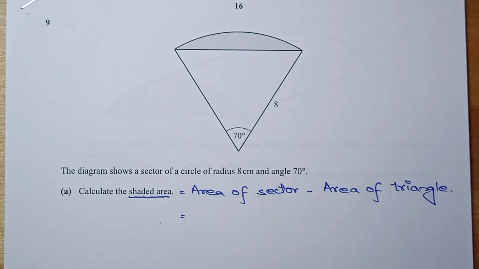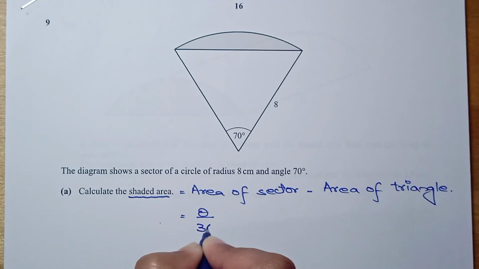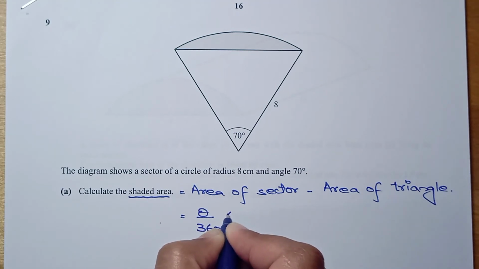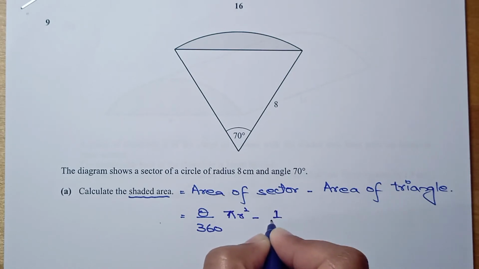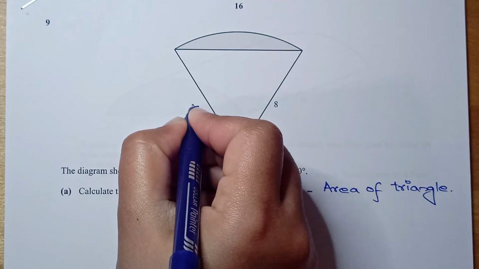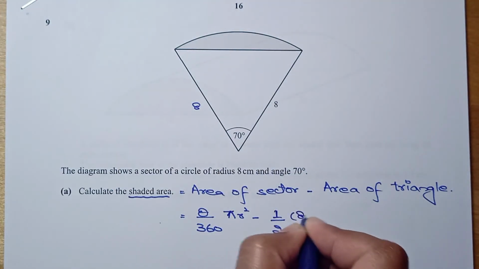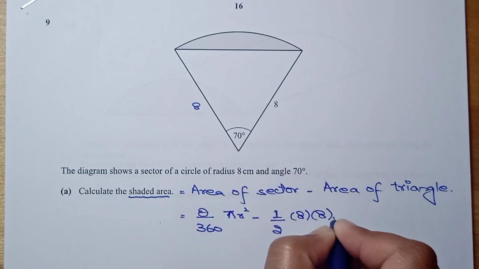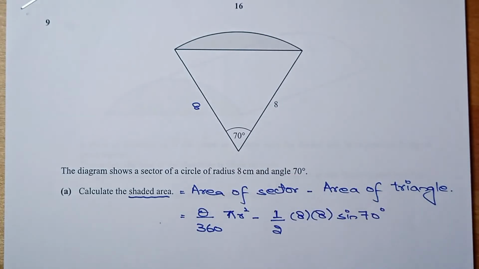So area of a sector, the formula is theta over 360 pi r squared, minus area of a triangle, which is half a b sine C. As you can see, this side is 8, so this is also a radius, it is 8, and the angle is given, so we need to multiply the two sides and the angle between it, sine of that angle. This is the area of the triangle.